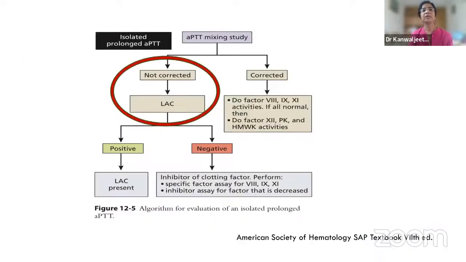Next slide. So if APTT is not corrected, we test for lupus anticoagulant. If lupus anticoagulant is positive, our diagnosis changes. If lupus anticoagulant is negative, we are probably dealing with some inhibitor of clotting factor, a specific inhibitor of the clotting factor.